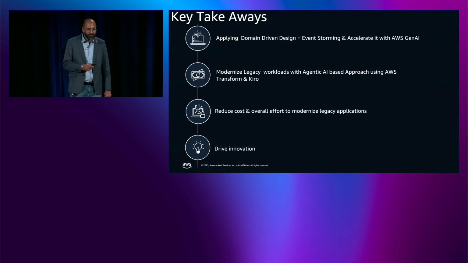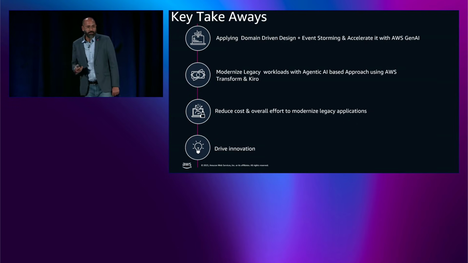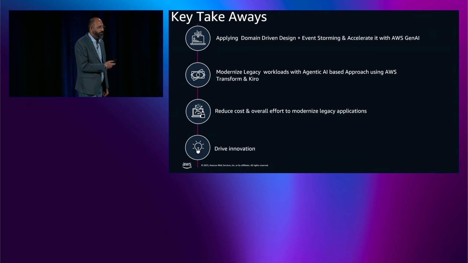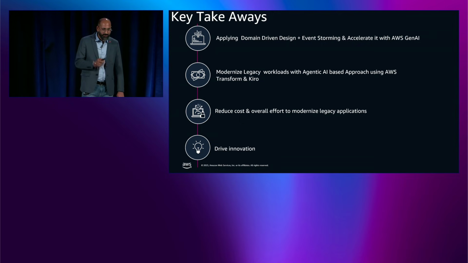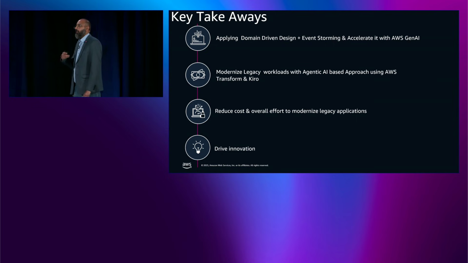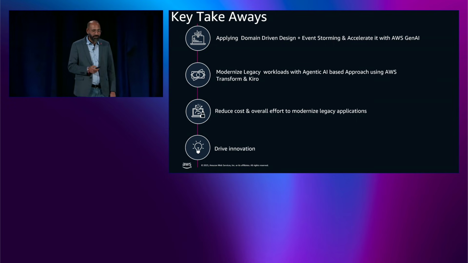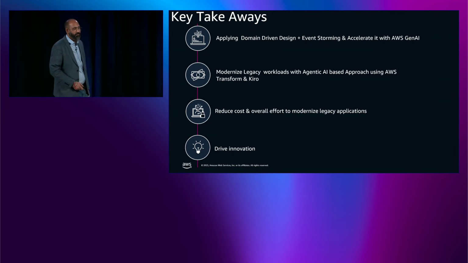The second is leveraging AI-based capabilities like AWS Transform and Kiro to accelerate your modernization, which can significantly reduce your overall effort, time, and cost to modernize your legacy application stack. And you can drive innovation faster.